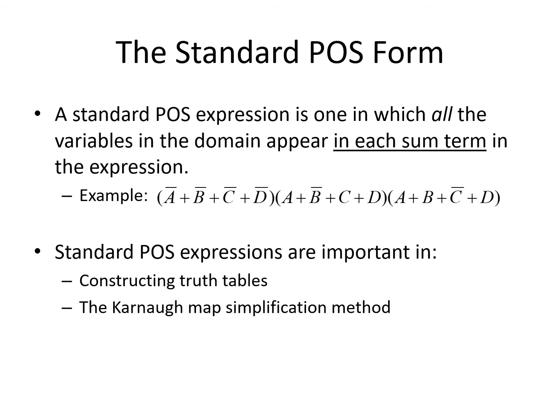The standard product of sum form. A standard product of sum expression is one in which all the variables in the domain appear in each sum term in the expression. As we have the standard sum of product form, we have the standard product of sum form. An example is shown there. Each term will have all the available variables. A standard product of sum expression helps us in constructing truth tables and in the Karnaugh map simplification method also.